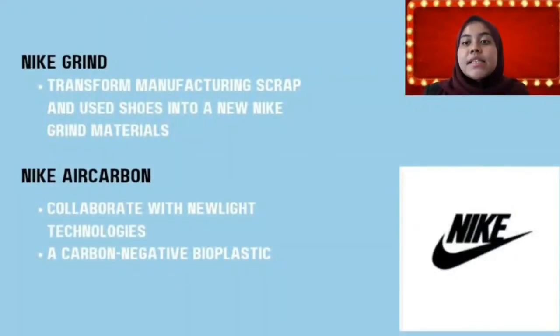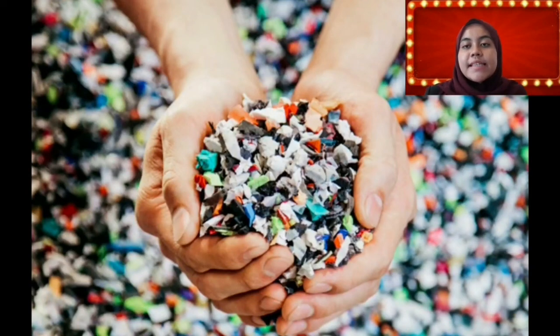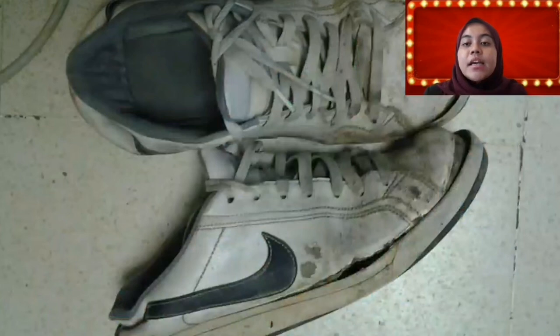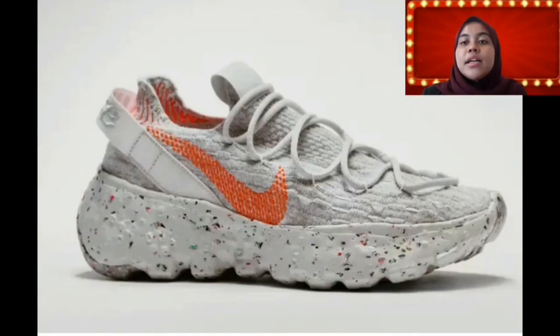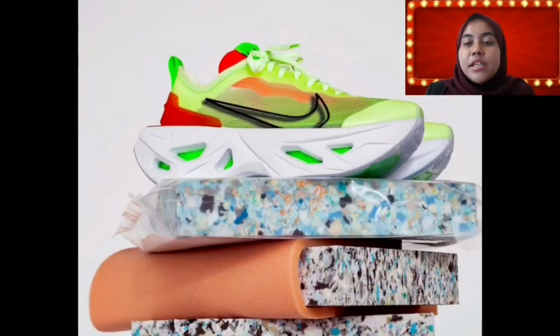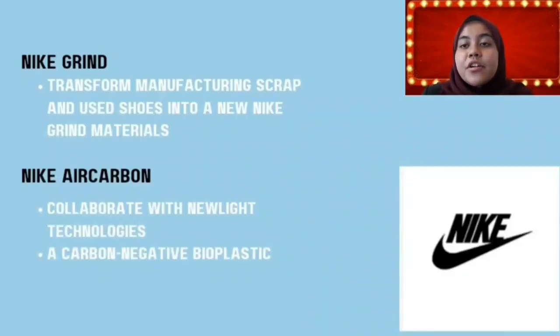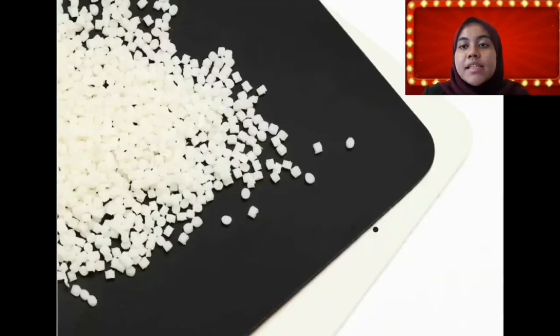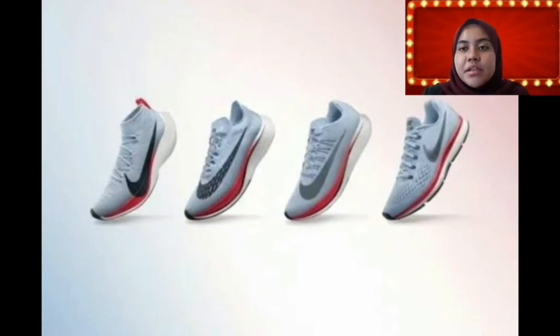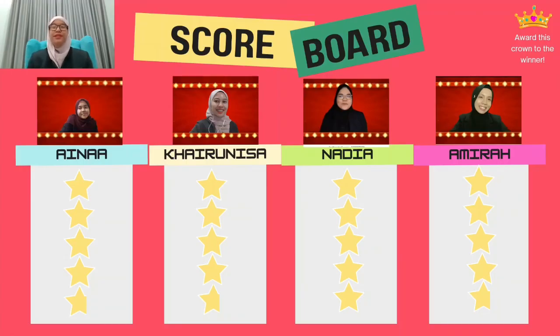The second company is Nike, which is a well-known sports attire company. They produce a Nike grind by transforming manufacturing scraps such as rubber, foam and fiber, and even used shoes into new Nike grind materials. Next is their newly launched Nike Air Carbon series. They have collaborated with the New Lights technology to explore alternatives to its sneakers materials. In this collaboration, they have used the New Lights technology's product of a carbon negative bioplastic as an alternative to its sneakers material.